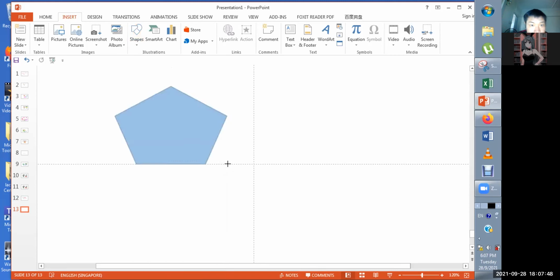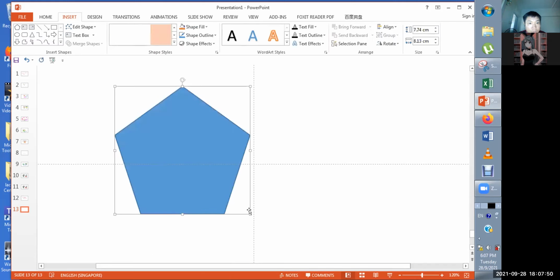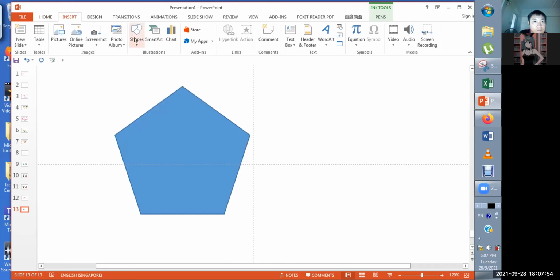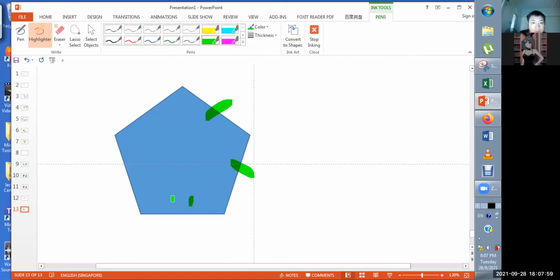Okay, just take this. 1, 2, 3, 4, 5. This is called a pentagon. 5 sides. Can you see? Yep. 1, 2, 3, 4, 5. So this is a pentagon.